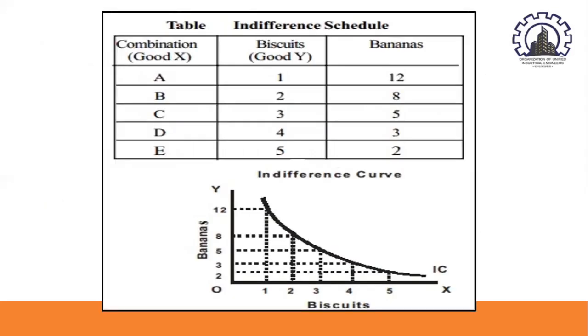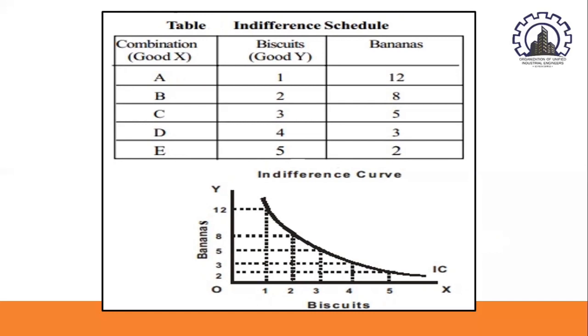So as you can see on the sample figure, this is an example of an indifference schedule located at the upper part and the lower part. This is an example of the indifference curve. Now, as you can notice in our indifference schedule, this is divided into three columns, right? The first column is the combination or good X. So you have good A, B, C, D, and E respectively. And for the second column, you have the biscuits or your good Y. So in this case, you have good 1, 2, 3, 4, and 5.